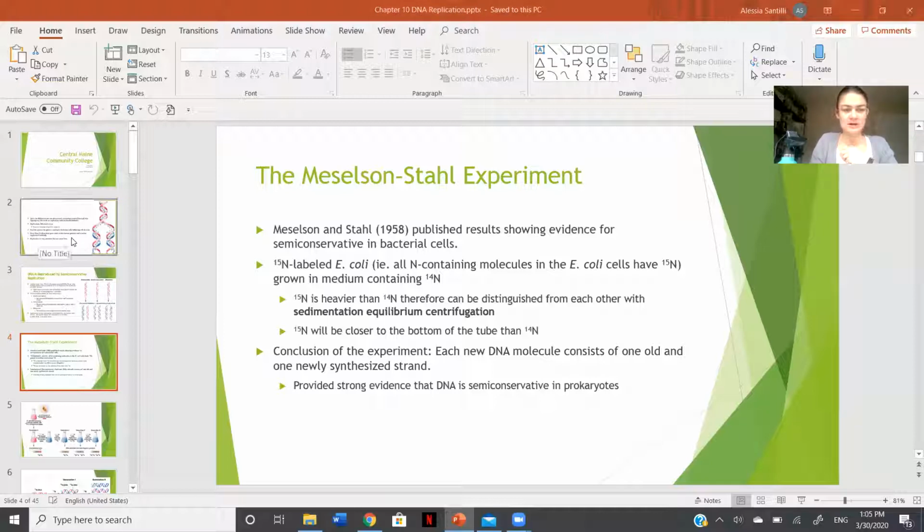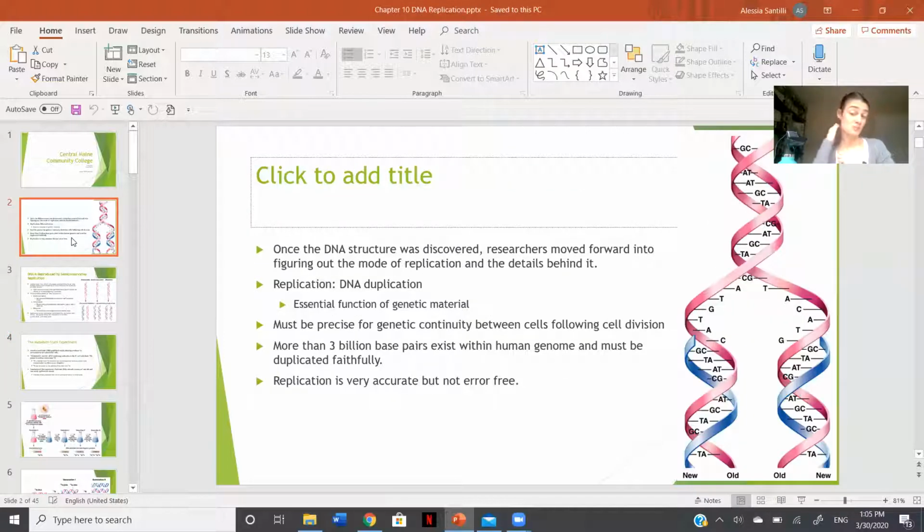So here we go. This replication of DNA is an essential function of genetic material. It has to be a process that is incredibly efficient, right? If you make any mistakes within the DNA, that means that you have a mistake within the whole entire organism. It's a severe mutation.